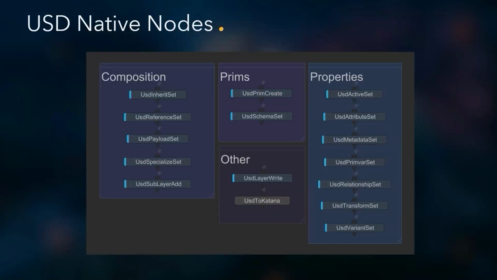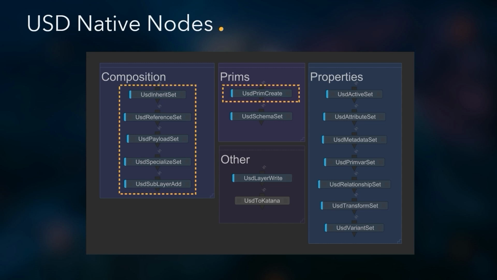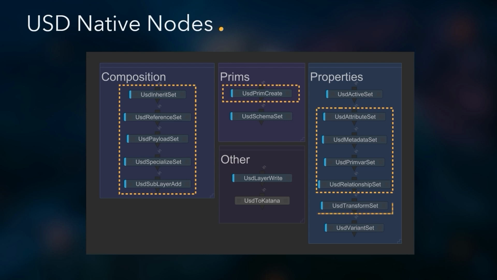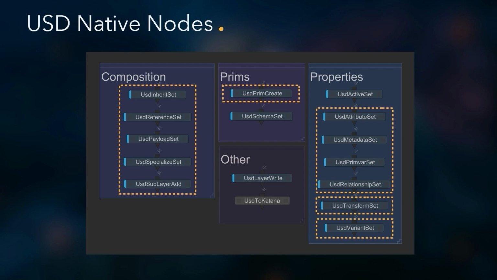You now have access to a collection of new native USD nodes, which allow you to compose and manipulate USD stages inside Katana. You can create prims for defining your stage hierarchy, build up your scene through USD composition arcs, then make edits to prim properties, make transformations, setting variants, and so on.